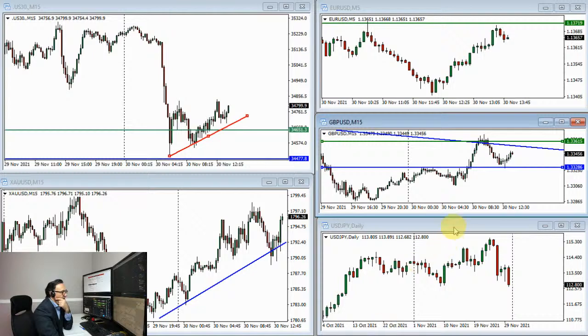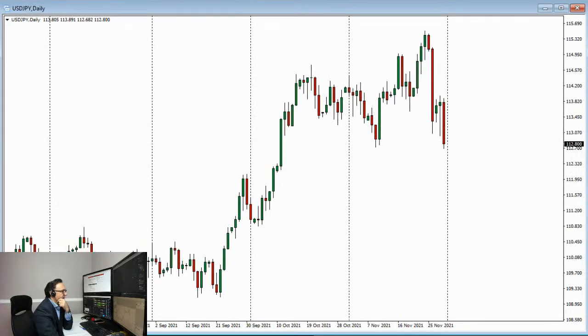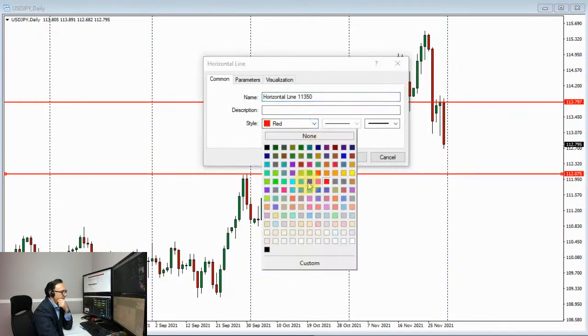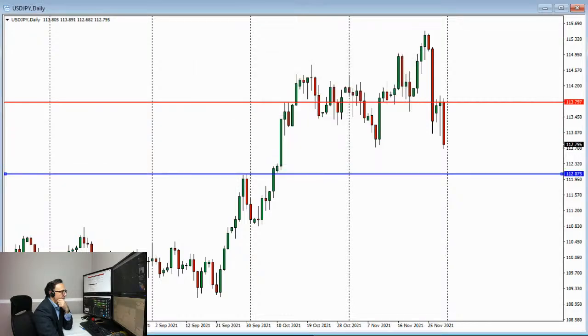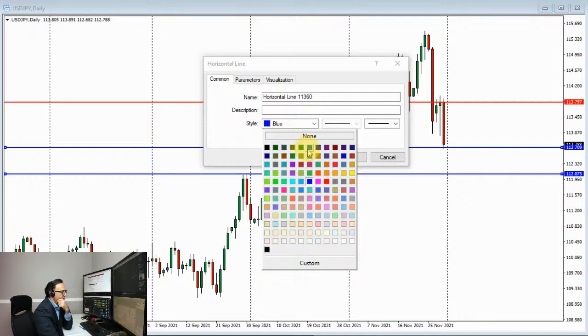The last thing that I am keeping an eye on is dollar yen, and dollar yen looks good around these levels. 112 is a nice level for dollar yen.